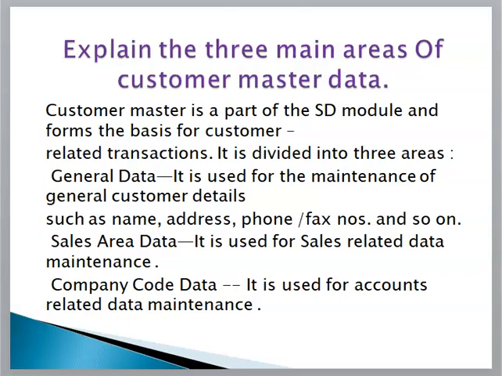Explain the three main areas of customer master data. Answer: customer master is a part of the SD module and forms the basis of customer related transactions. It is divided into three areas. General data: it is used for the maintenance of general customer details such as name, address, phone, fax number and so on. Sales area data: it is used for sales related data maintenance. Company code data: it is used for accounts related data maintenance.